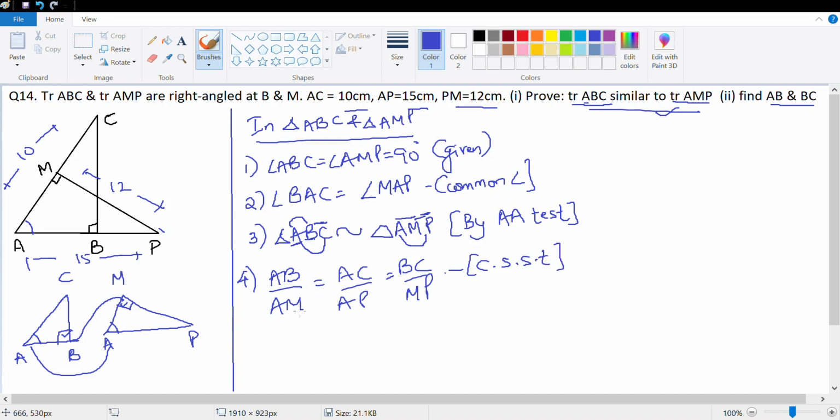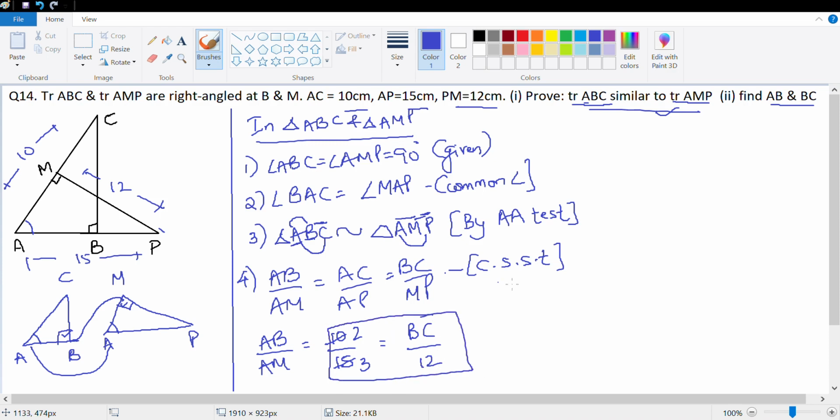Let's see if I know the values. AB I have to figure out, so I don't know AB. AM is given. No, AM is also not given. So if I have two variables, how would I find it? Let's look at this. AC is given as 10. AP is given as 15. So this is 5 into 2, 5 into 3. This is done. BC is not given. MP is given as 12. So BC is easy to find.